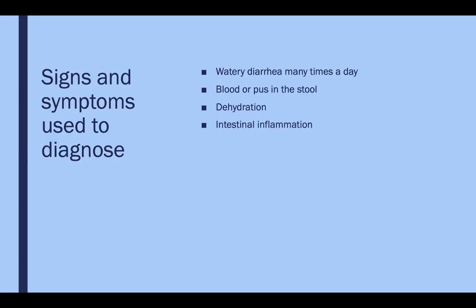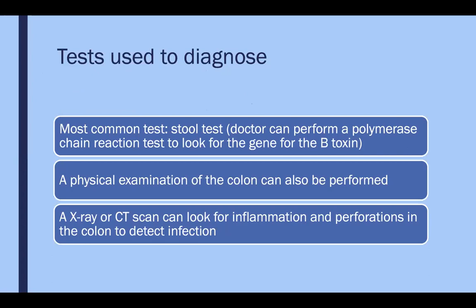Diagnosing the infection. So signs and symptoms used to diagnose are going to be experiencing watery diarrhea many times a day, blood or pus in the stool, dehydration, and intestinal inflammation. Tests used to diagnose: the most common test is going to be a stool test. With that, the doctor can perform a polymerase chain reaction test to look for the gene for the B toxin. You can also do a physical examination of the colon. And lastly, an X-ray or a CT scan can look for inflammation and perforations in the colon to detect infection.